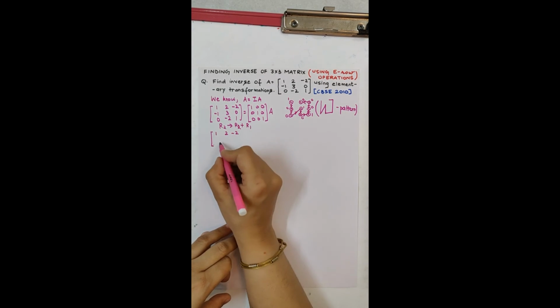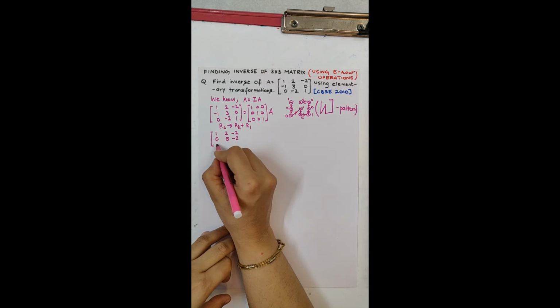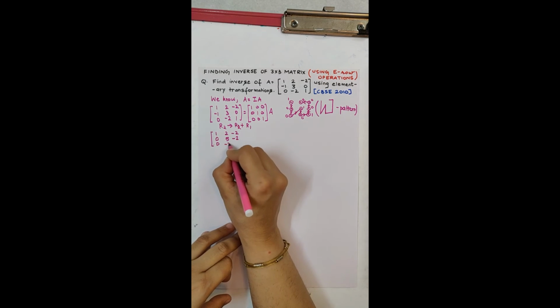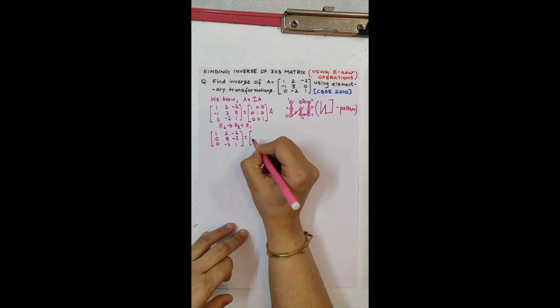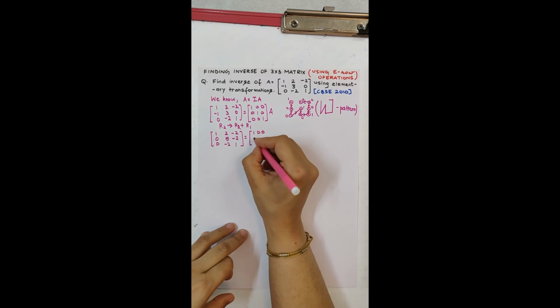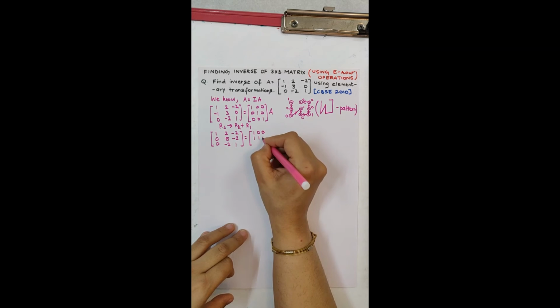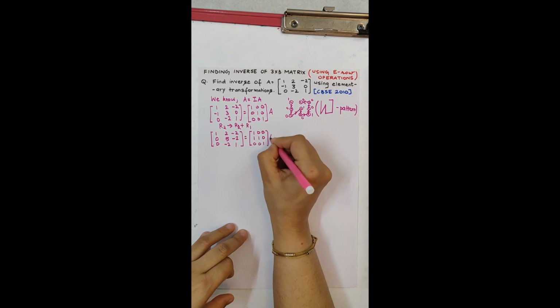The first row remains as it is. The second row becomes 0, 5, minus 2, and the third row remains as it is. So 0, minus 2, 1. Here on the right hand side, the first row remains as it is, 1, 0, 0. For the second row, we have to add the elements of row 1, the corresponding elements. So 0 plus 1 will give me 1, 1 plus 0 will give me 1, and 0 plus 0 will give me 0. The third row remains as it is, this into A.